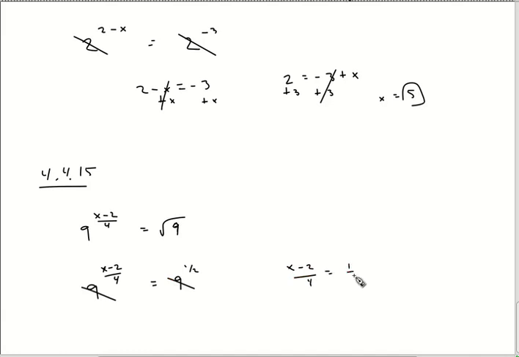So I need to solve for x. I'm going to multiply by the 4 to the other side. So we get a 2 now.